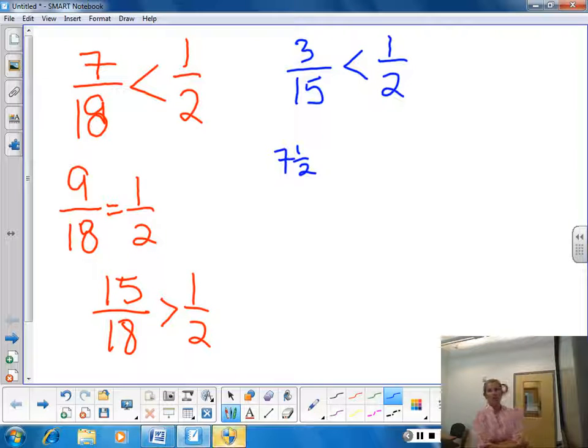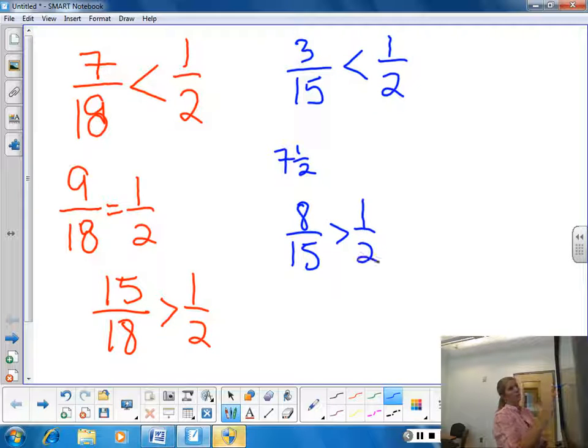What's a 15th that would be greater than 1/2? Well, anything greater than 7.5, even 8/15 would be greater than 1/2. So how I want you to decide is to cut your denominator in half and then look at your number and say, is it less than that or greater than that?